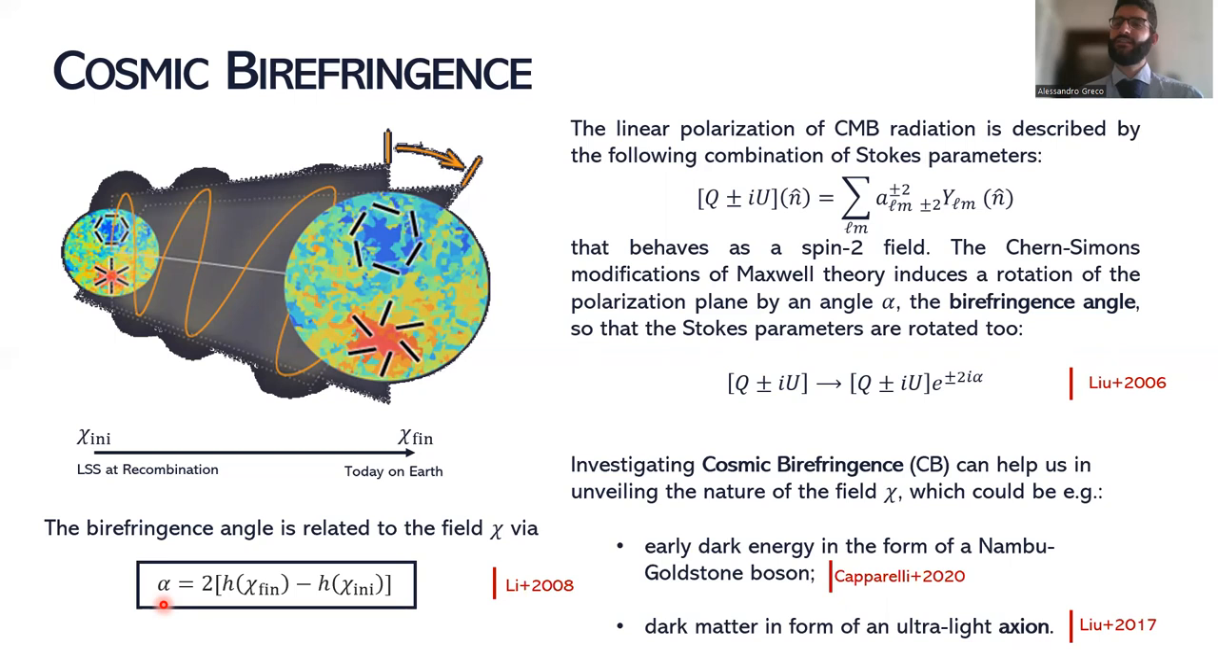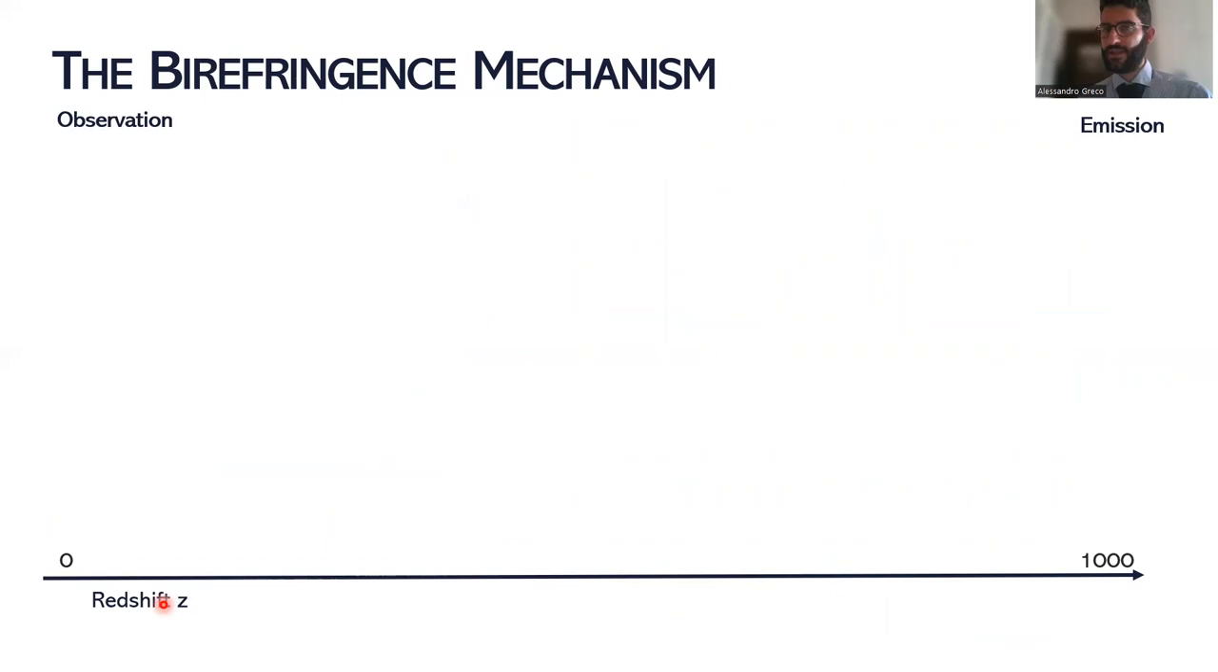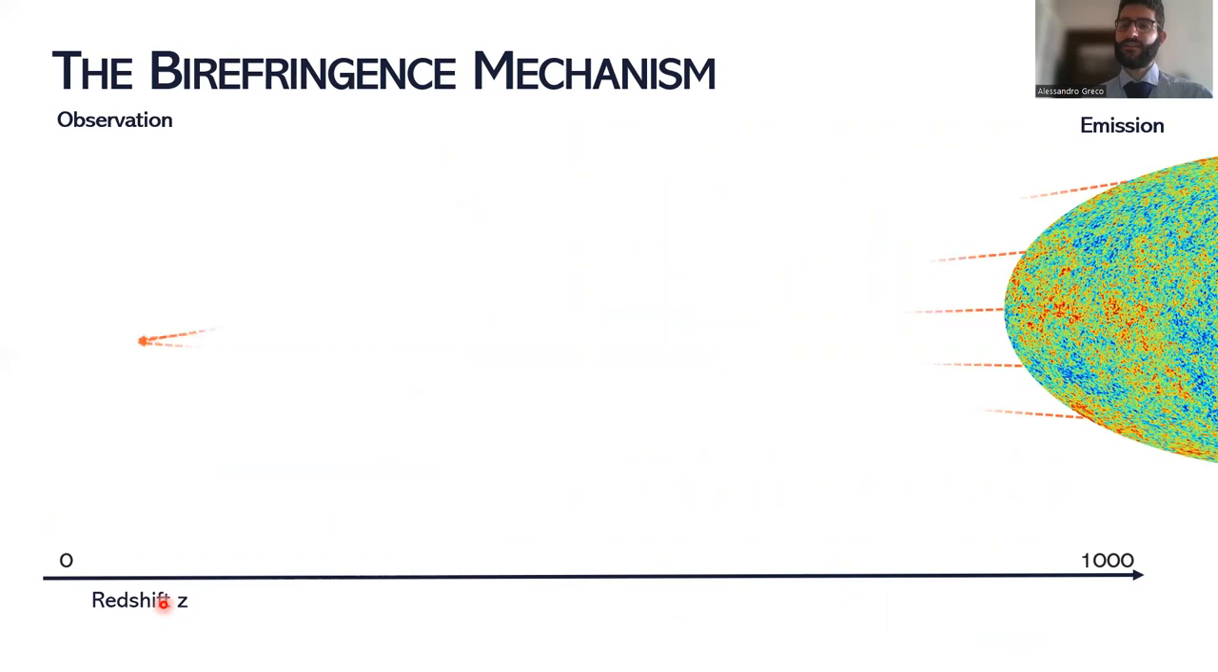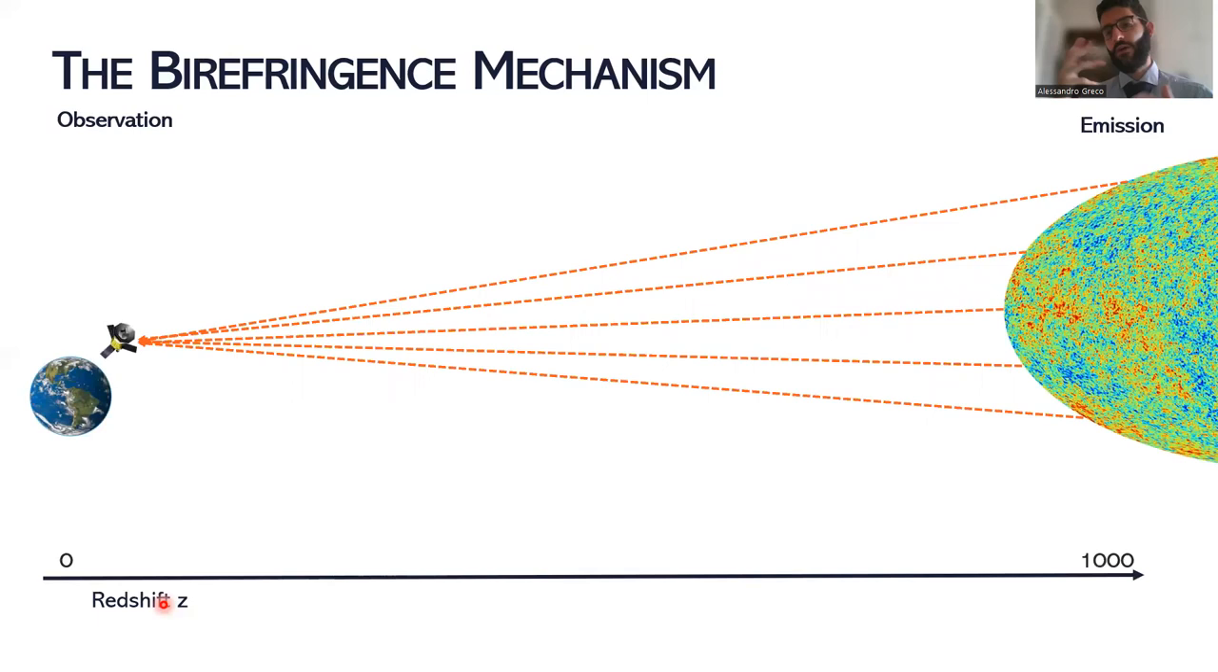Now, a brief sketch of the birefringence mechanism. You have some photons that are emitted at the last scattering surface. The electromagnetic waves propagate, and you observe them today on Earth, thanks to CMB experiments. For example, this is a nice picture of a future CMB experiment, the LiteBIRD one. And during the propagation, they are modified by the interaction with the new field chi, which is cosmic birefringence.